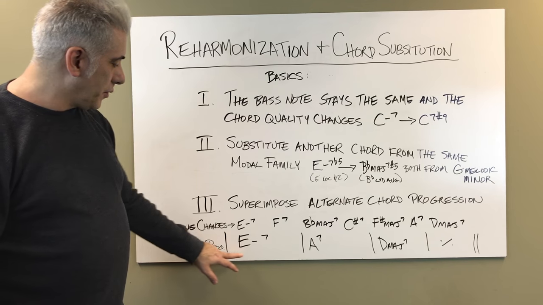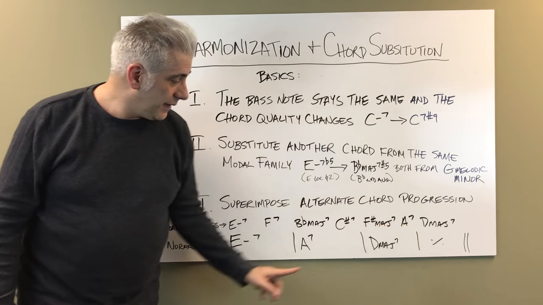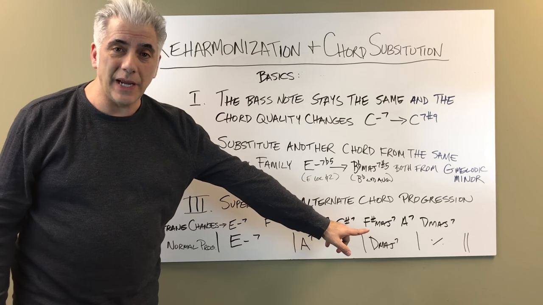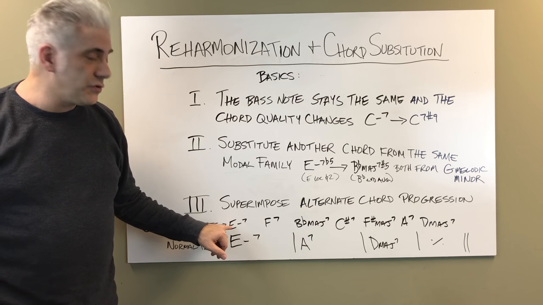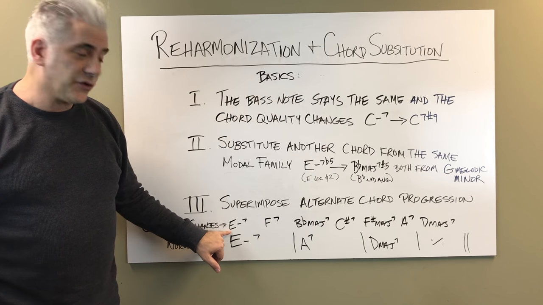And number 3, superimpose an alternate chord progression over the chord progression that you have. Here's our normal chord progression: E minor 7 to A7 to D major 7 for 2 bars. That's a 2-5-1 in the key of D major. And the Coltrane substitutions are substitutions on a 2-5-1 progression, and they start on the 2 chord.